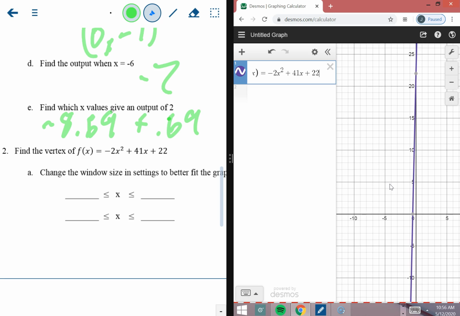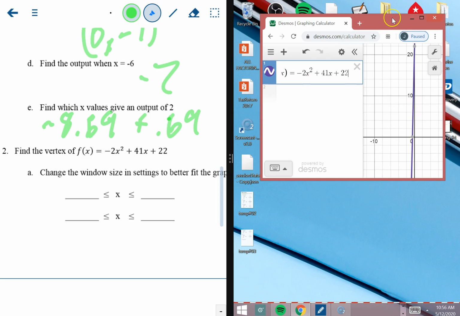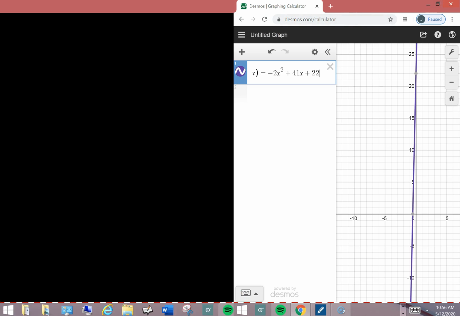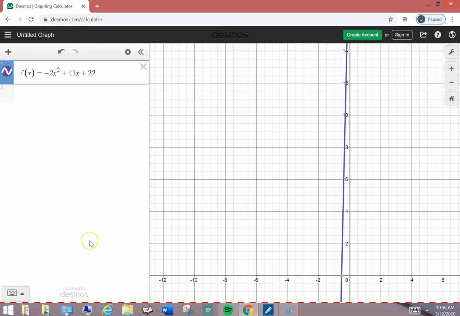All right, well, that doesn't look like a very nice parabola. Okay. I'm going to go full screen for this one, make it a little easier to see. Nope, maybe not. There we go. All right, so that's our parabola. It's not a very nice looking parabola. We can't really see all the parts of it.